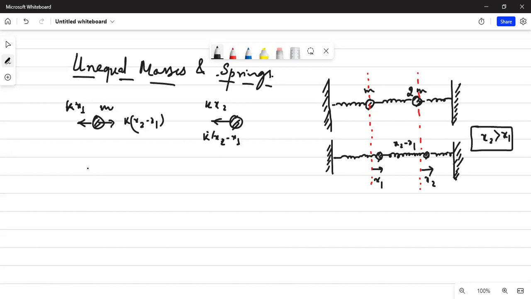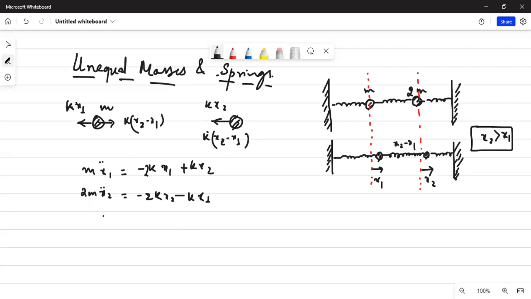So the differential equations corresponding to both of these would be minus kx1 and then again plus, so you will get minus 2kx1 plus kx2 for the first mass, and then 2m x2 double dot will be equal to minus 2kx2 minus kx1. So this is how the equation would be, right?